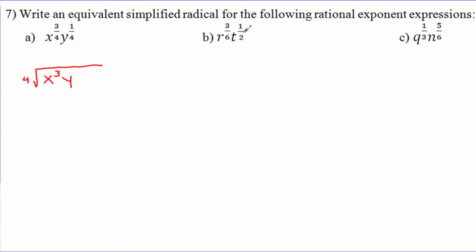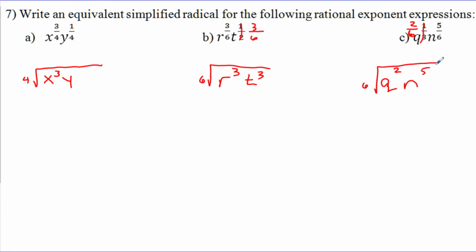Letter B is the same thing, except before I can put them under one radical, I need to make sure that the denominators are the same. So instead of 1/2, I'm going to turn this into 3/6. And now I can put them under the same radical. So it's r to the third power and t to the third power, all under a radical with an index of 6. And I can do the same thing with the last one. Letter C, if I make this into 2/6, that would be the denominator of 6 version of 1/3. It looks like it's got to be q squared and n to the 5th, all again with an index of 6. Okay?